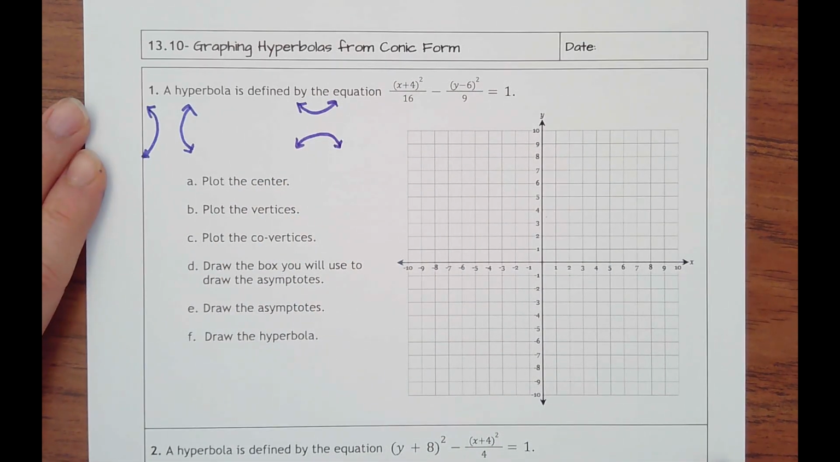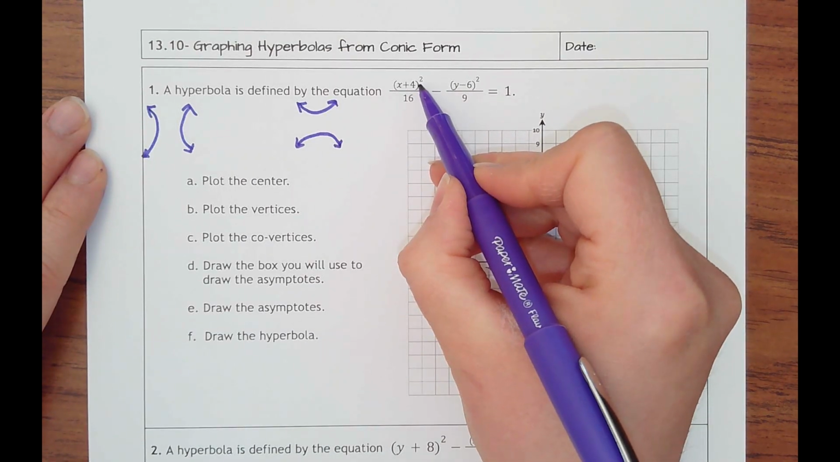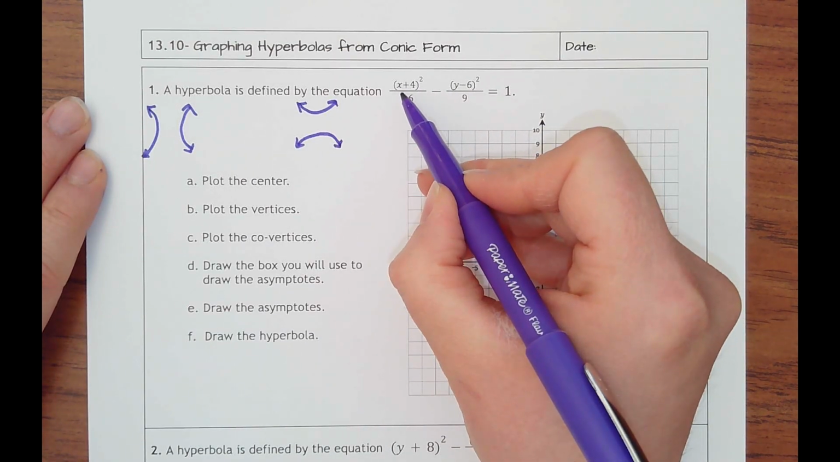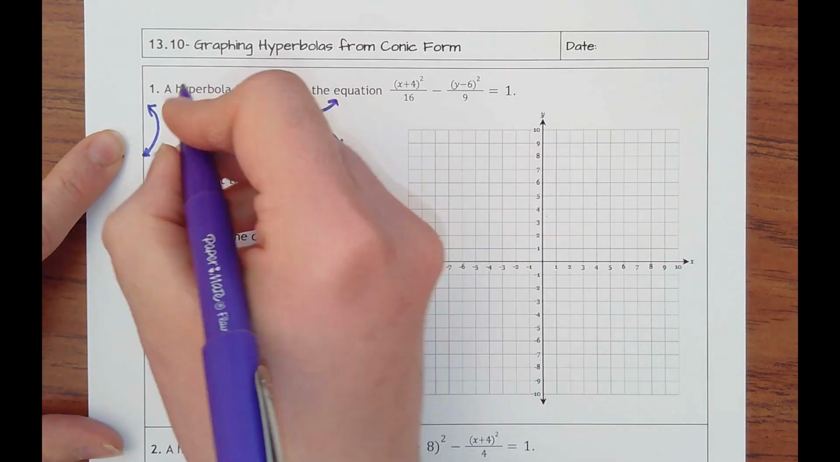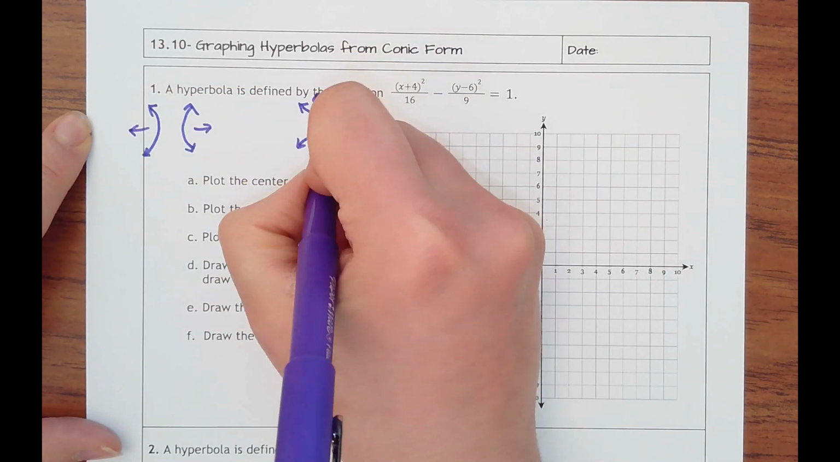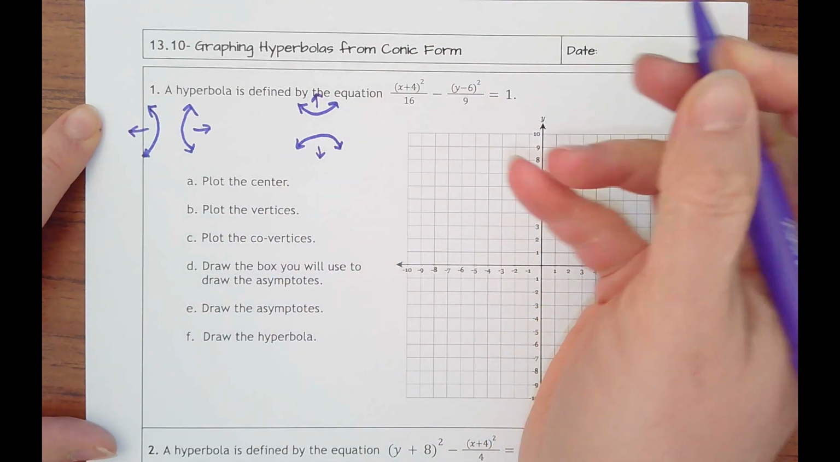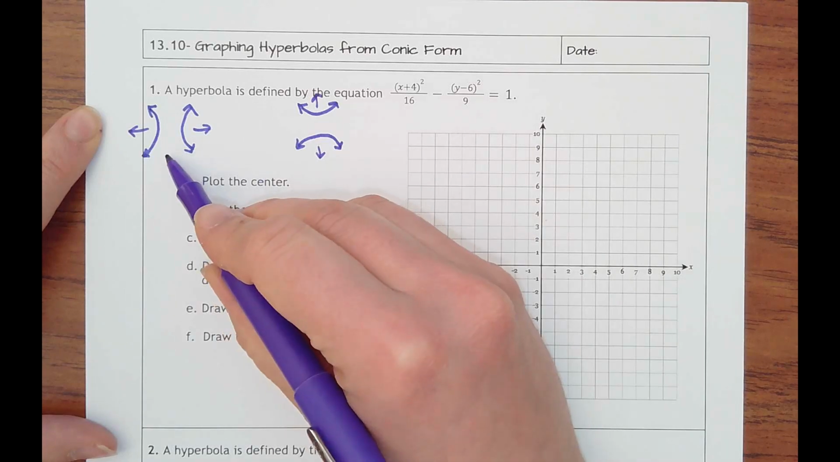like that. And the way you're going to know the difference is if the x is being squared first, then it's going to open left and right. Think about x values go left and right. If the y comes first, it's going to open up and down, like y's go up and down. So this one's going to go with this.